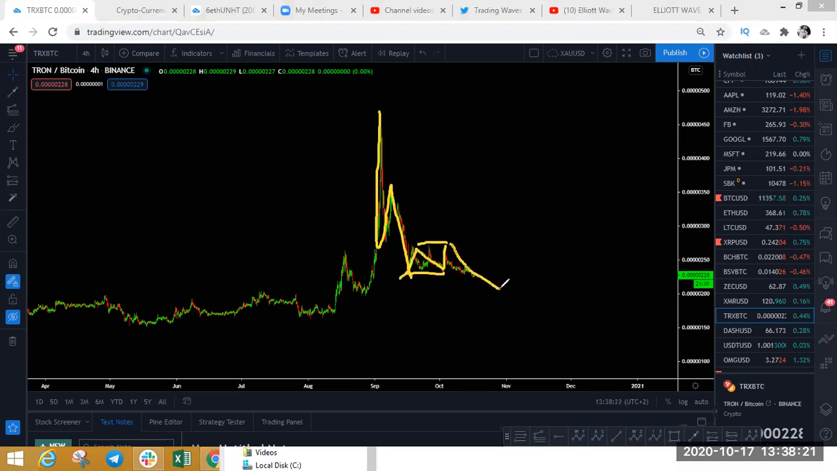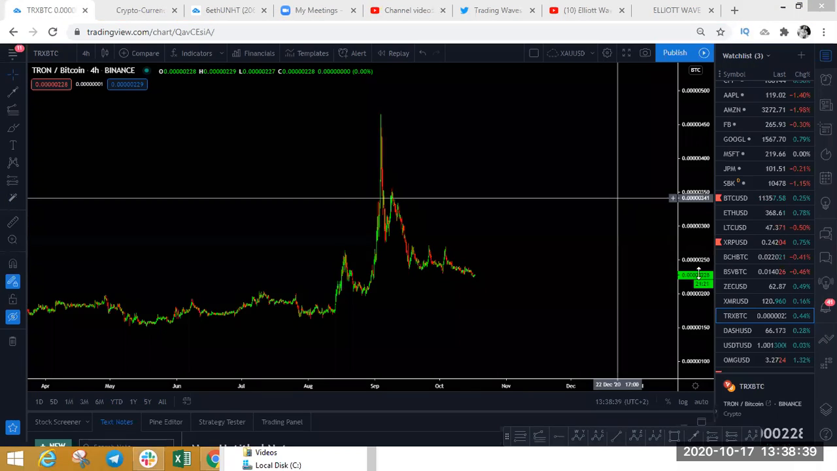Now, what do we expect? We're expecting the same thing before any move to the upside. So we should get a WXY structure. So at some point here, we will see this bounce here. Where will that bounce come? We will see, the indicator will tell us when that bounce comes, and then we're going to have this and then upside. That is Tron.